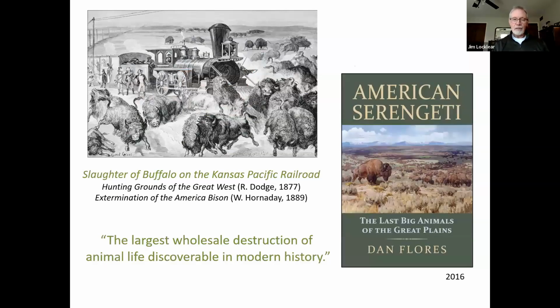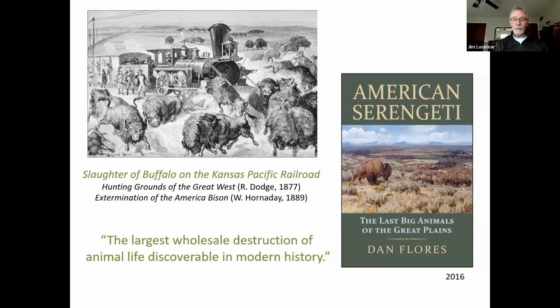And again, you can't talk about this part of the world without talking about bison, and particularly about the destruction of bison in the Great Plains. The image on the left is titled "Slaughter of the Buffalo on the Kansas Pacific Railroad," and it appeared in the book that I mentioned earlier, "Hunting Grounds of the Great West" by Richard Irving Dodge, 1877.